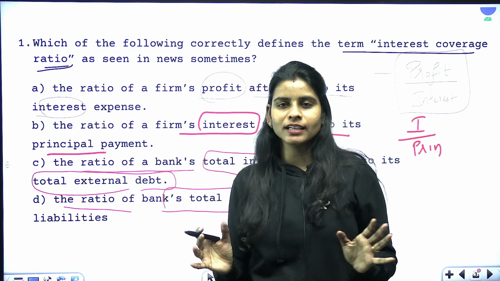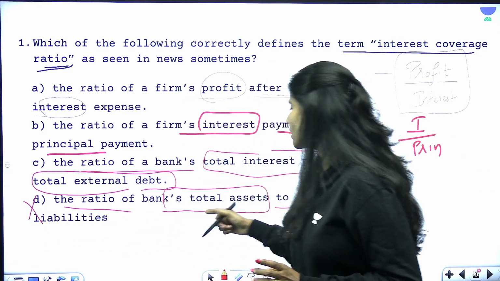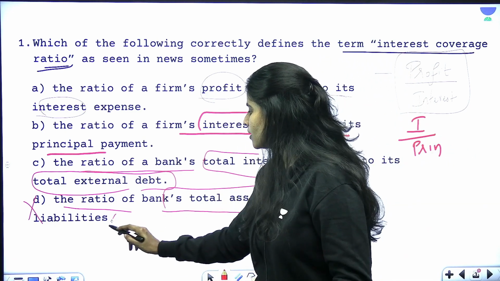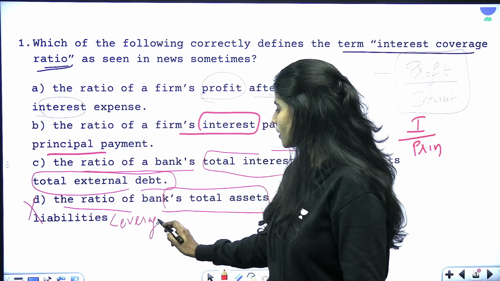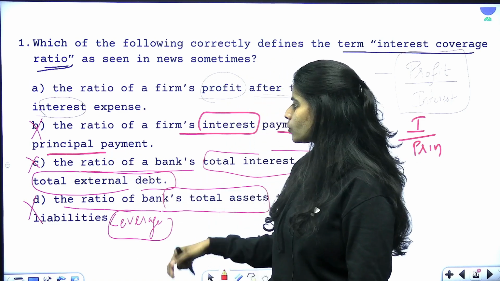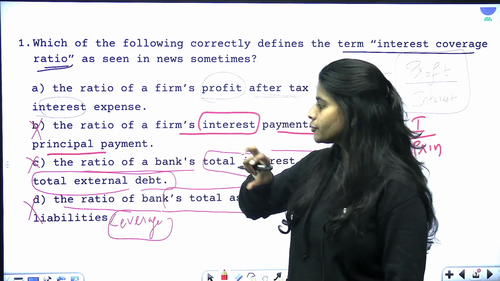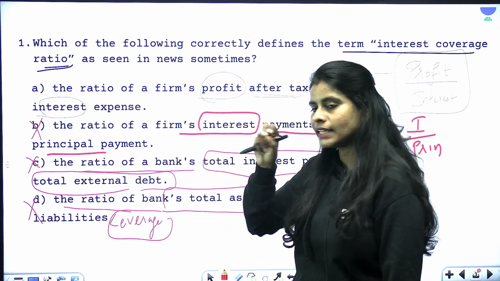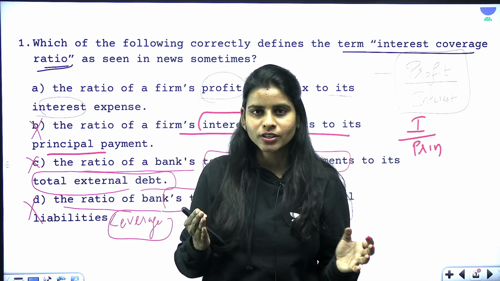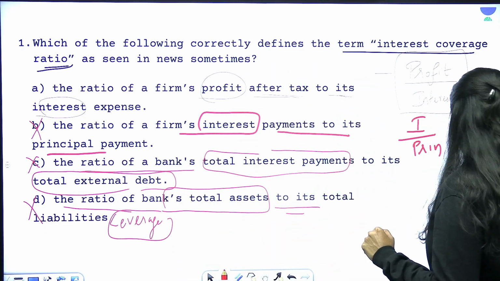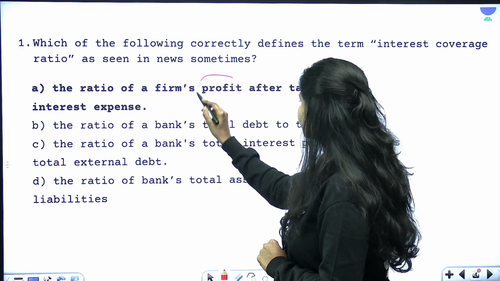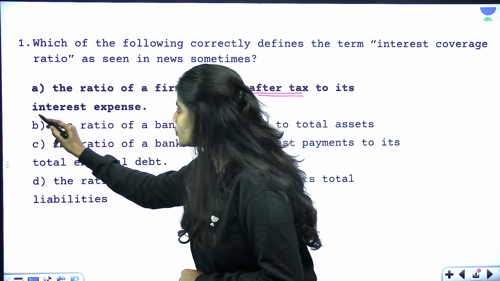I think we can very well eliminate option D. Why? Because it is something that is called as asset to liability ratio, that is called as a leverage ratio kind of thing. So we can eliminate option D, and option C and option B are again easy to eliminate. Why? Because it is given to confuse you, but there is no proper definition of these terms indicating any other kind of ratios like your capital adequacy ratio, debt to asset ratio, etc. So the answer for this question is option A. That is, it is the ratio of the firm's profit after tax to its interest expense.